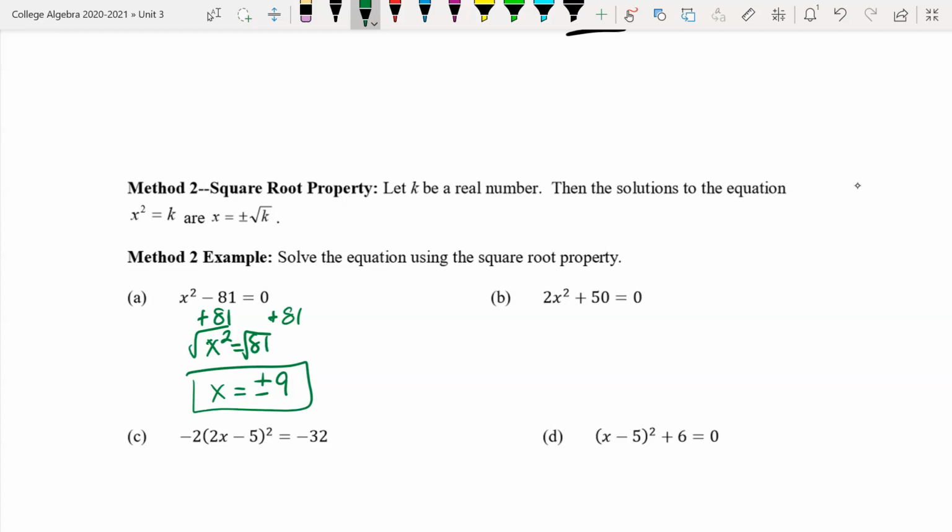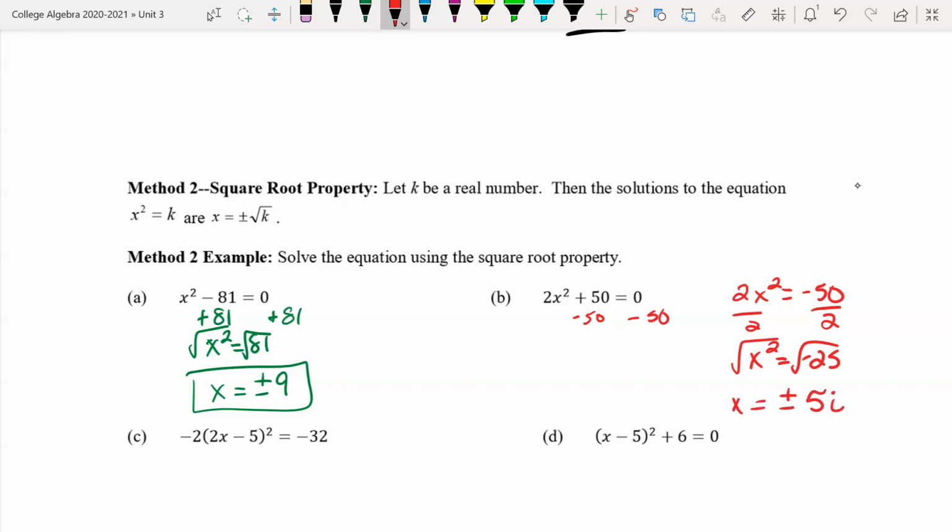This one's a little bit harder. So you want to get the x squared by itself. So I'm going to subtract 50. I'm going to get 2x squared equals negative 50. Divide by 2. x squared equals negative 25. Square root it. Right, it's plus or minus 5i, right? Because I can still take the square root of a negative number, but now it's got to be i.